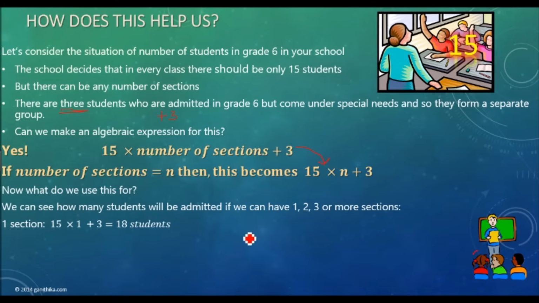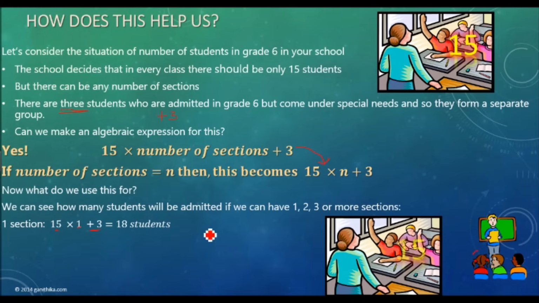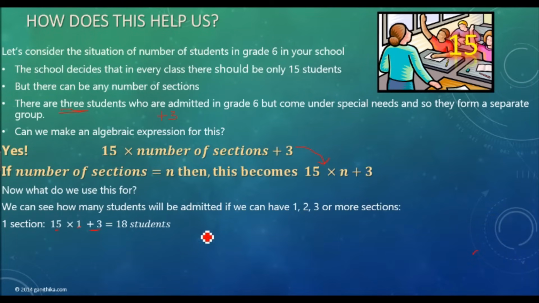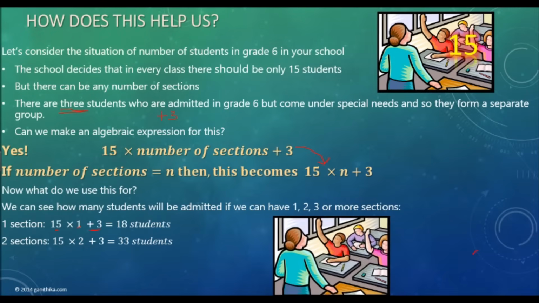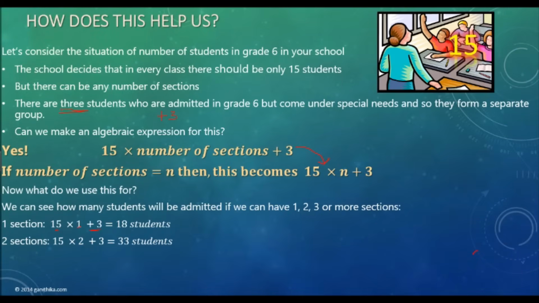if there was 1 section, then the total number of students would be 15 times 1, a section of 15 students, plus the 3 extra students, which would be 18 students total. So 1 section plus 3 students, 15 plus 3 would be 18. Now 2 sections: 1 section has 15 students, there are 2 sections, therefore 15 times 2, and there is a group of 3 students extra, therefore 33 students, which means 1 section of 15 students, another section of 15 students, and 3 extra students altogether will make 33 students.